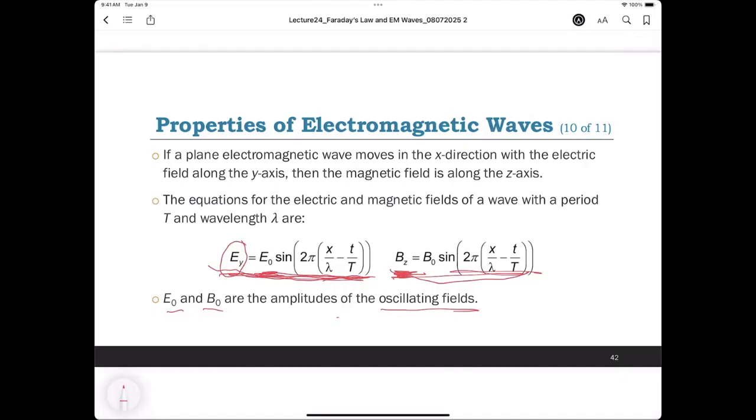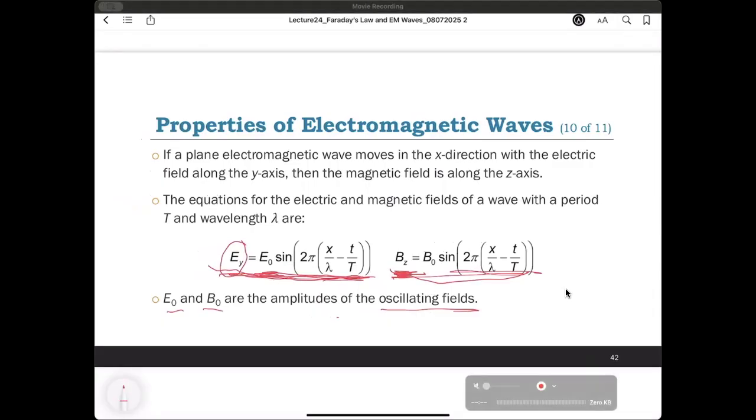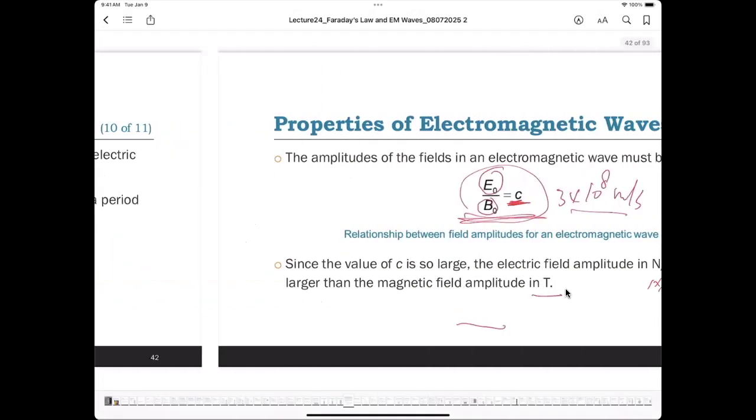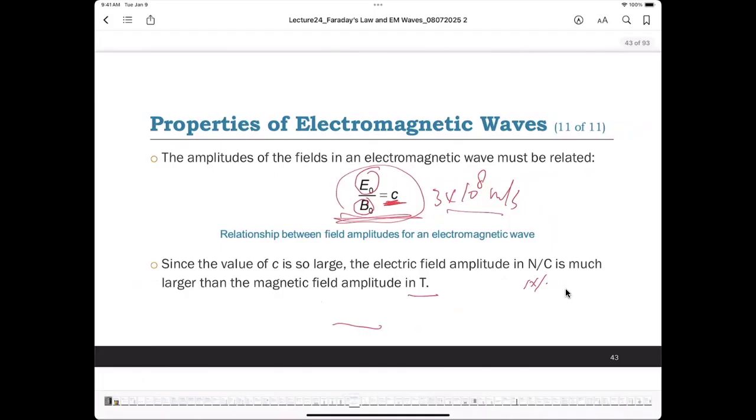E0 and B0 are the amplitudes of the oscillating fields. And we also talked about the relationship between the amplitudes of the fields in electromagnetic waves, which must be related by this relationship. Because this one is very large, this one is much larger than this one. So these are the properties of electromagnetic waves.